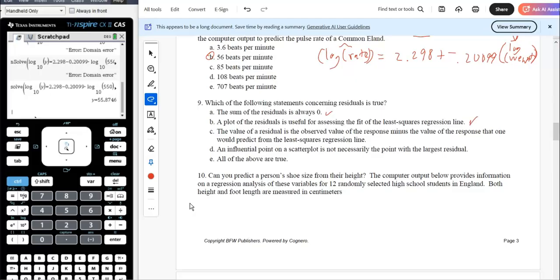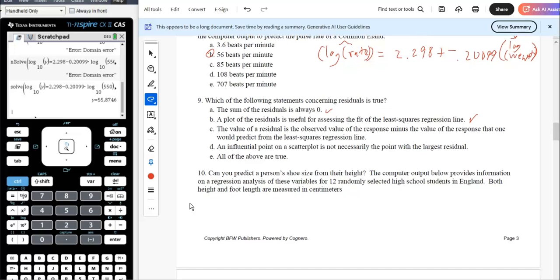The value of the residual is the observed value predicted from the least squares line. So the observed value minus the value of the response that one would predict. So actual minus predicted. True. Okay, so all those are true.